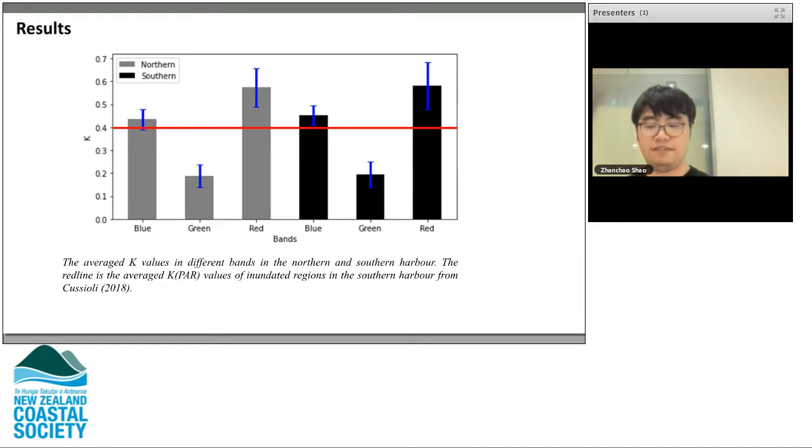If we compare the K values of Northern and Southern Tauranga Harbour, the values are quite similar. Probably the Southern Tauranga Harbour has higher values. But if we compare the K-PAR data from Mariana's work with ours, it shows our result is quite reasonable, because K-PAR values run between K in blue and K in red.